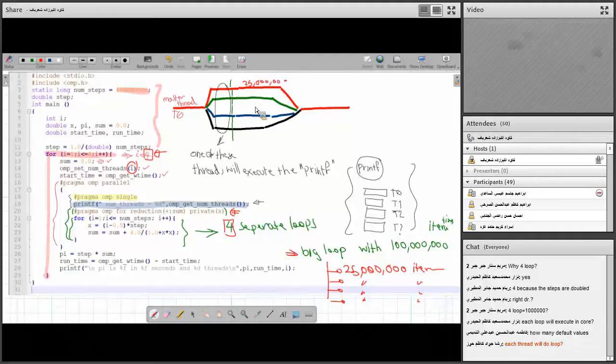25 million iterations here, here, here, and here, executed with these 4 threads.